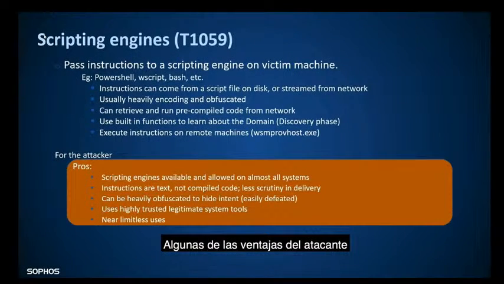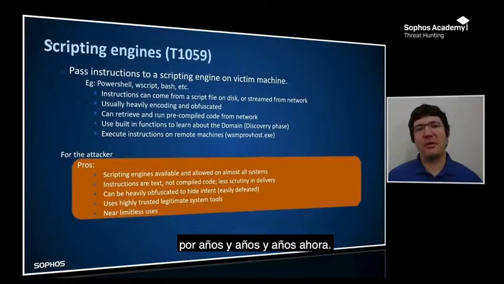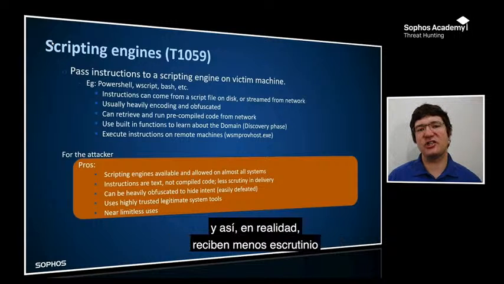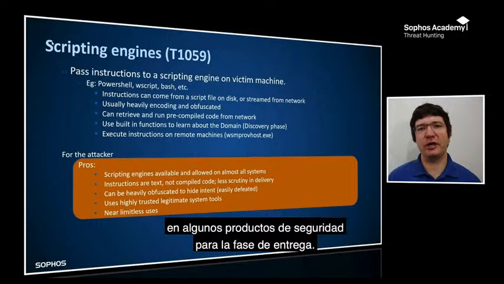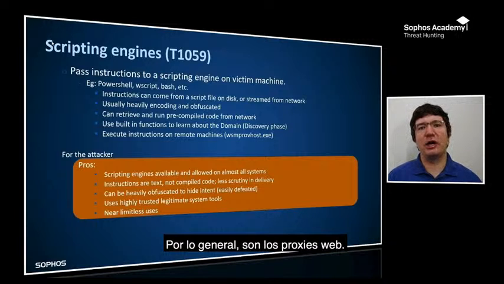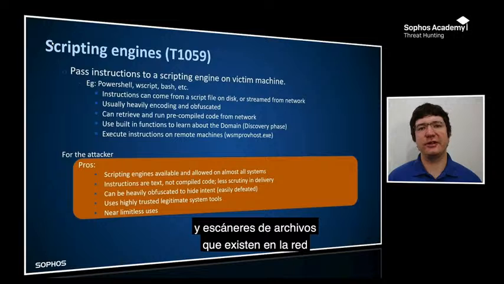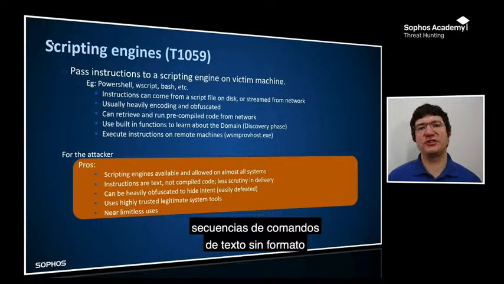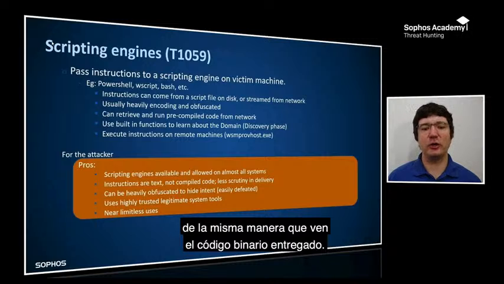Some of the pros for the attacker in using scripting engines is obviously they're available and allowed on most systems that an attacker might be able to breach. PowerShell has been around for years and years now. The instructions that are sent are text. They're not compiled instructions, and so they actually get less scrutiny in some security products for the delivery phase. Usually the web proxies and file scanners that exist on the network don't look at plain text scripting instructions in the same way that they look at delivered binary code.